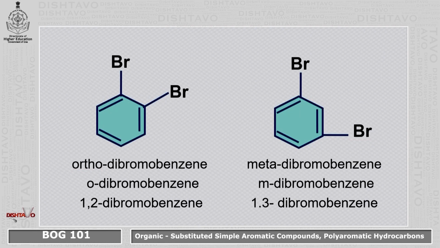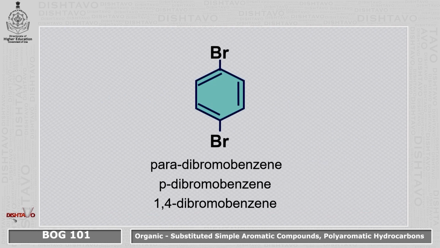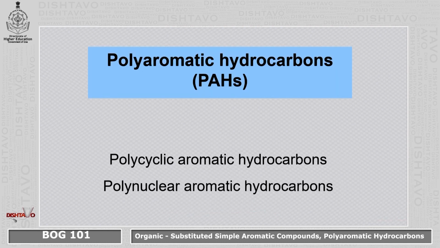For example, we have two bromines attached here, so it is called 1,2-dibromobenzene. Then you have again two attached, but in different positions, so we call it 1,3-dibromobenzene. Then we have 1,4-dibromobenzene. With this, we come to the end of the first part of our module.